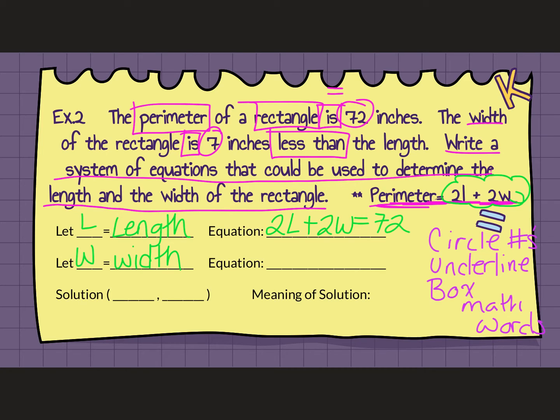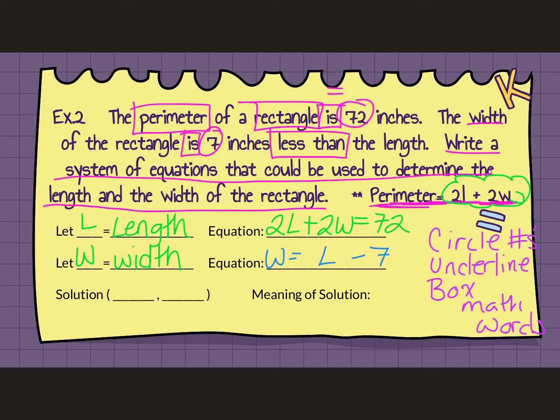Okay, so the other equation is going to come from that second sentence, the width. So the width of the rectangle is, so W equals 7 inches less than, so that 7 is going to be at the end of our equation with a minus sign in front of it, the length, which is L. So those are our two equations.